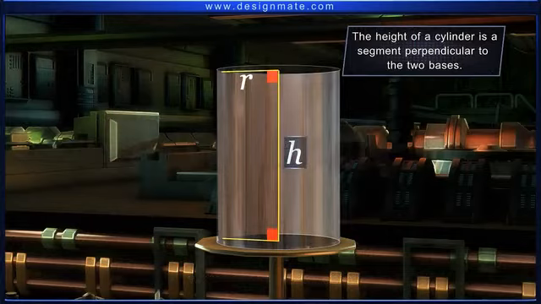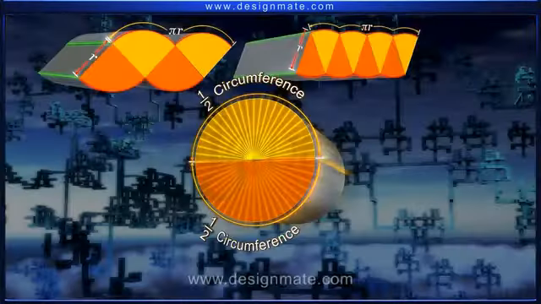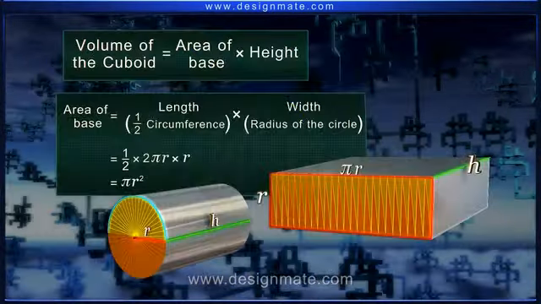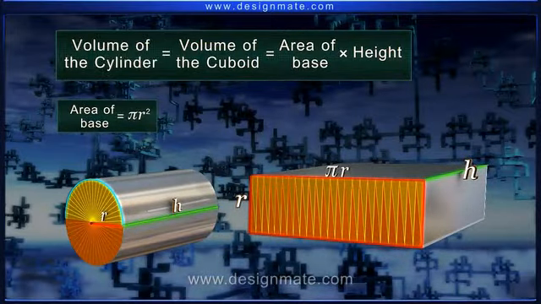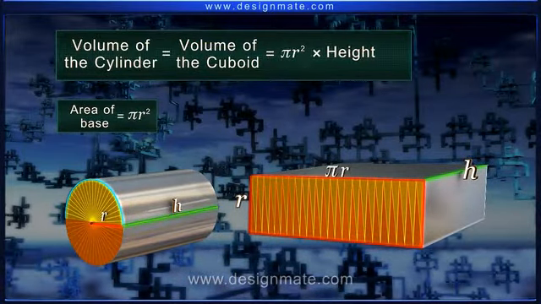Summary. In this session, we've learnt that the formula to obtain the volume of a cylinder is pi r square h.